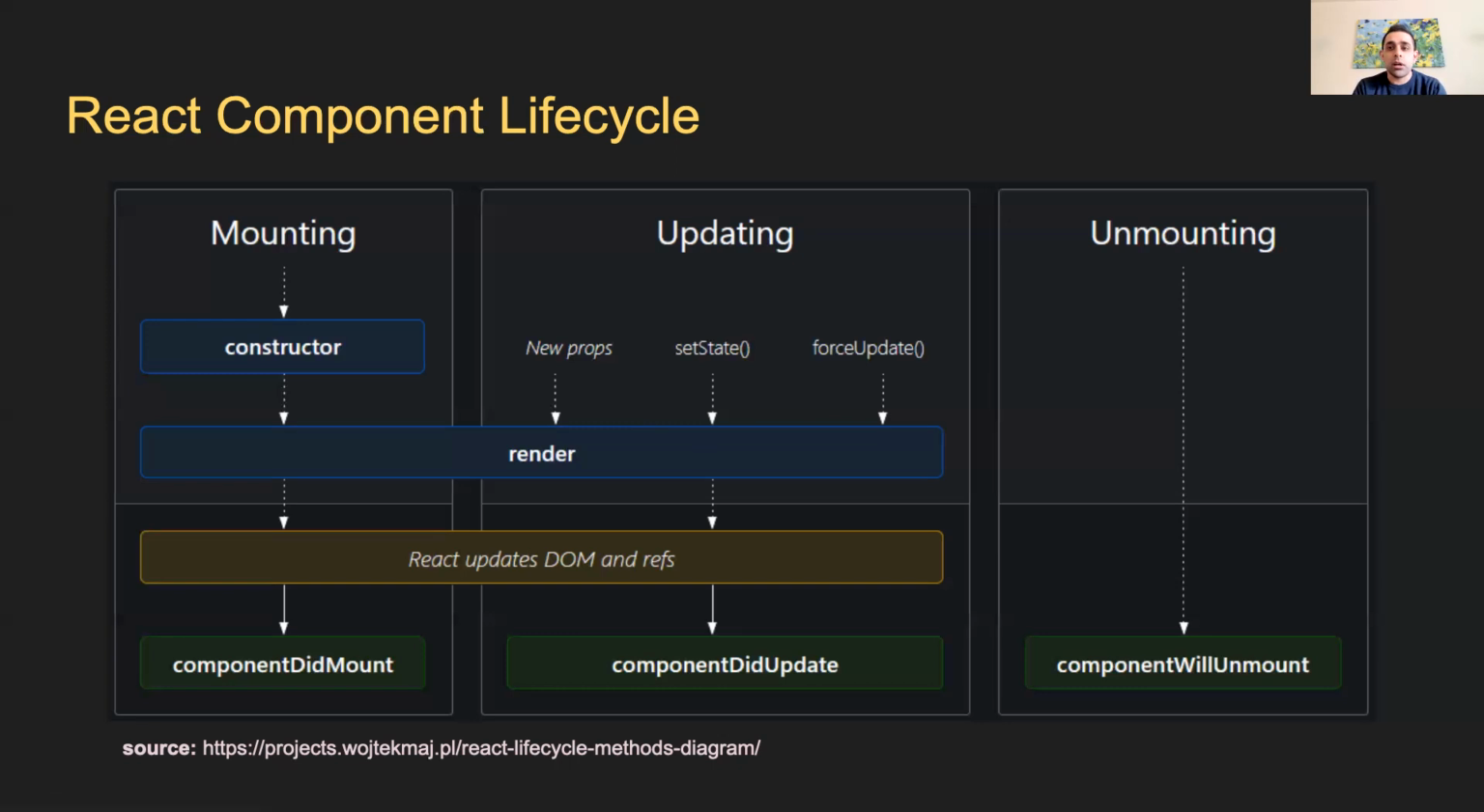A third way that a render can be triggered is by calling force update. This is a manual way to force a render to happen. I don't have a good use case for when this would be necessary, but if your props don't change and your state doesn't change, but you still want the re-render for whatever reason, you could manually call force update, and that will trigger a re-render.